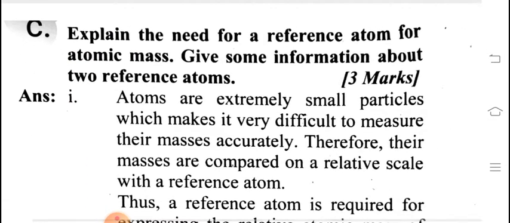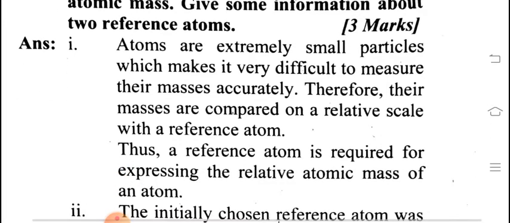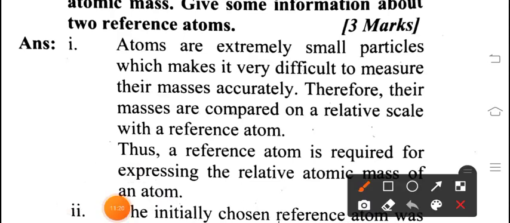Next question, explain the need for a reference atom for atomic mass. Give some information about two reference atoms. Atoms are extremely small particles, which makes it very difficult to measure their masses accurately. Obviously they are very small, we cannot observe them with our naked eye. If the thing is very small, how do we measure its mass? It is very difficult to measure the mass.